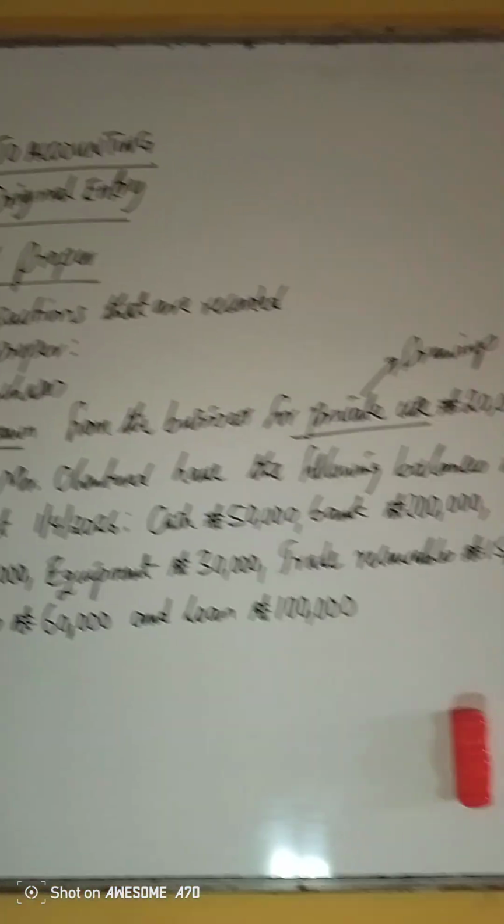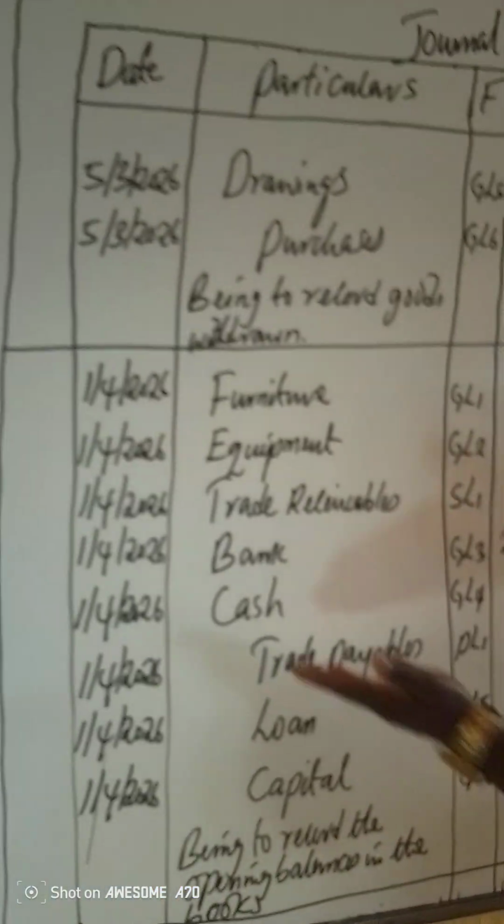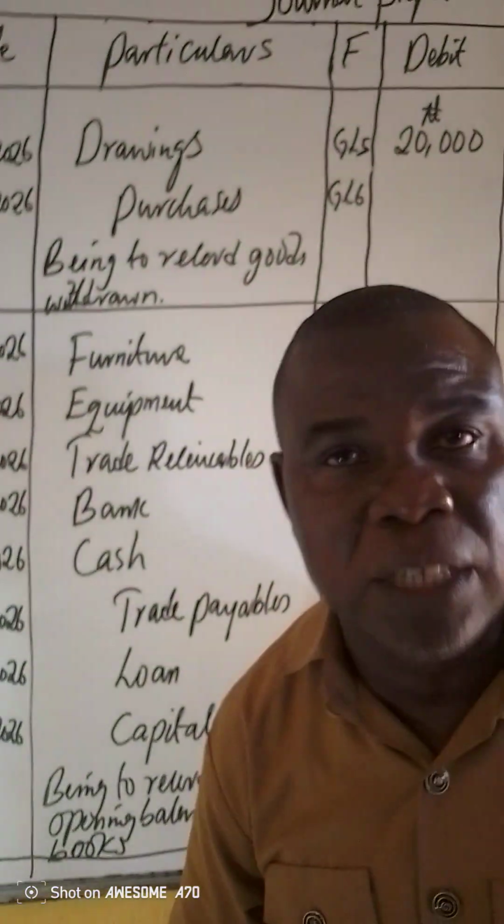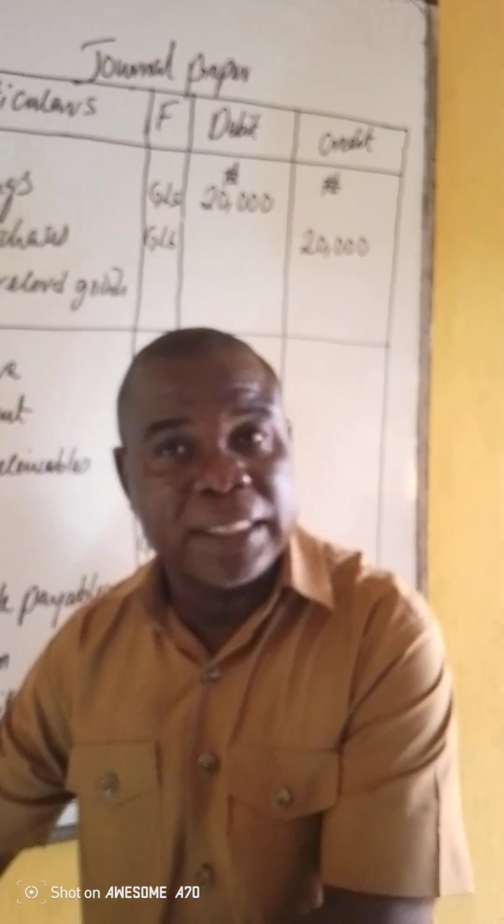We post the journal proper. Mind you, here in the opening entries, there are two categories of opening entries in accounting. We have assets and liabilities.